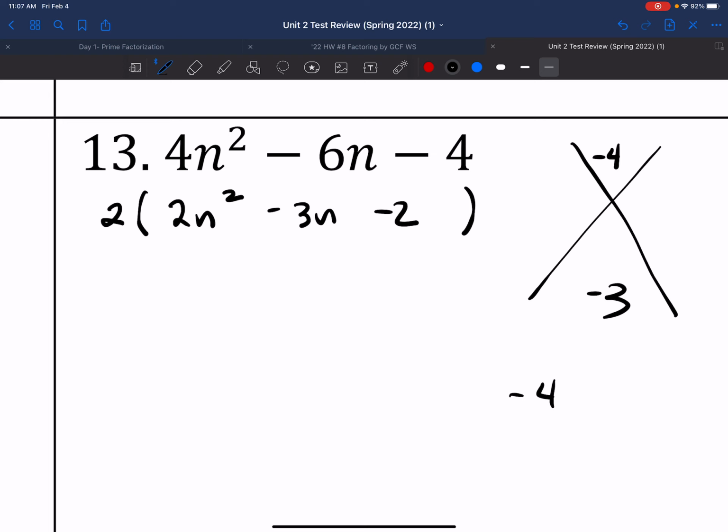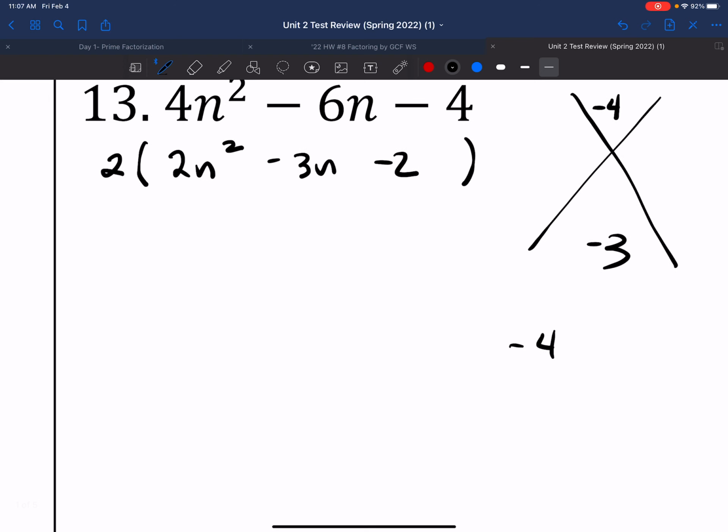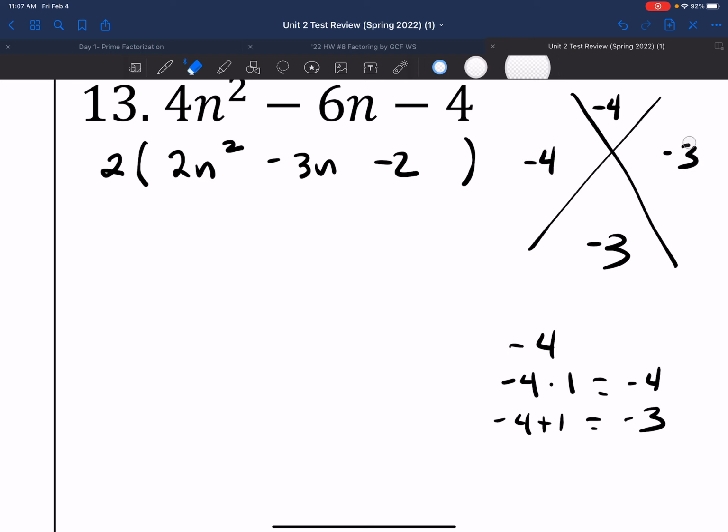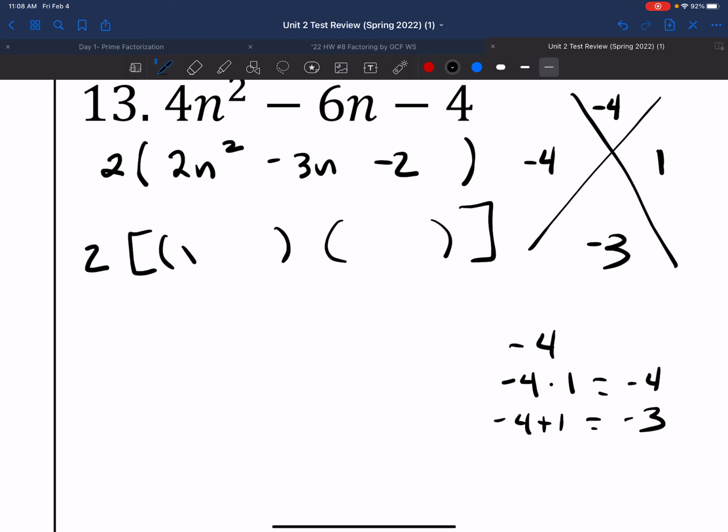So I'm thinking, okay, well, two numbers that multiply together to give me negative 4. Well, I'm thinking negative 4 times 1, because that's negative 4, and negative 4 plus 1 is going to give me negative 3. So negative 4 goes here, and 1 goes there. So then what's going to happen to this 2, right? I factor that out. We can't neglect it, so let's just put 2 here. And I think I'm supposed to put the parentheses like this. Okay, let's put n minus 4 here.